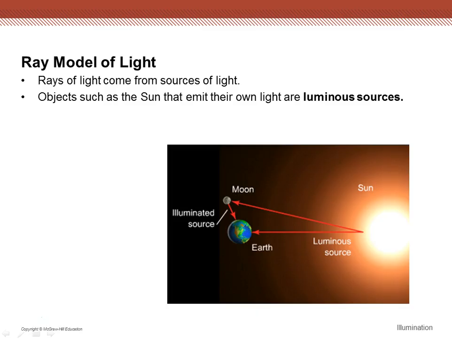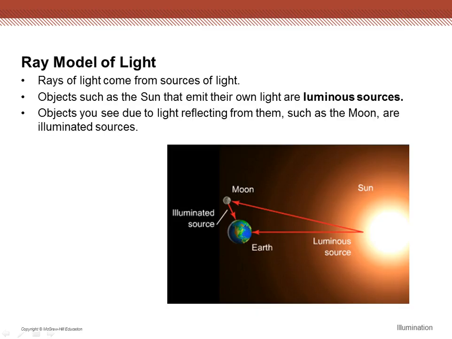And objects such as the sun that emit their own light are called luminous sources. So the sun creates its own light. It is a luminous source. It creates the light that we can see. Objects that you see due to light reflecting from them, such as the moon or such as trees as you walk around during the day, those are illuminated sources. So we see objects because light is coming off of them and into our eyes. But not all objects are creating their own light. Things that create their own light are luminous sources. Things that are just reflecting light are illuminated sources.